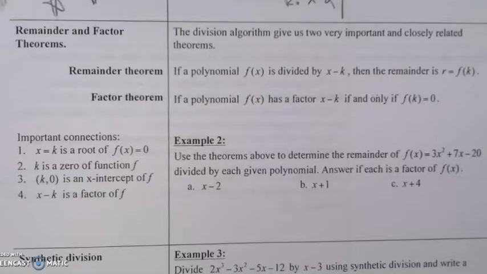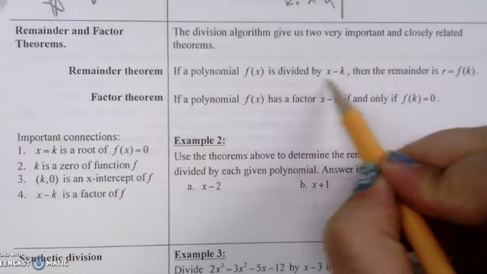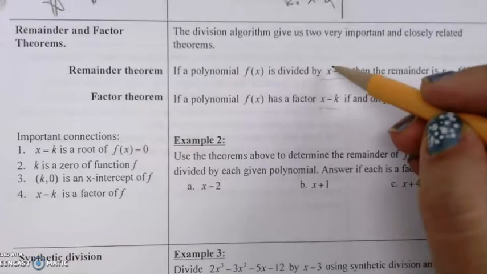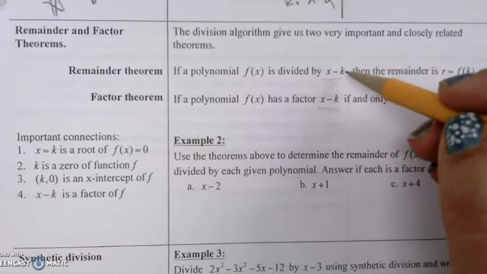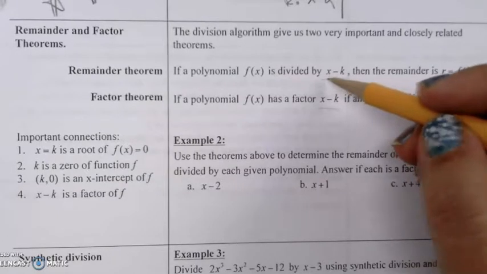Okay, next we're going to look at the two really powerful theorems here, the remainder theorem and the factor theorem. And notice these only work when we're dividing by a linear factor, meaning degree is 1. So x to the 1st degree. I can't use these theorems if I have x squared or x cubed or anything like that. It has to be just x to the 1st power.